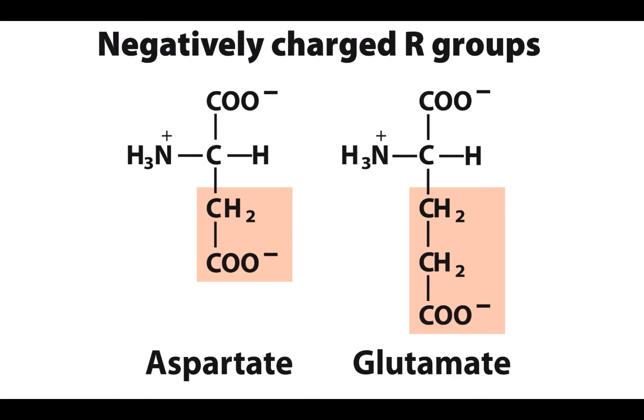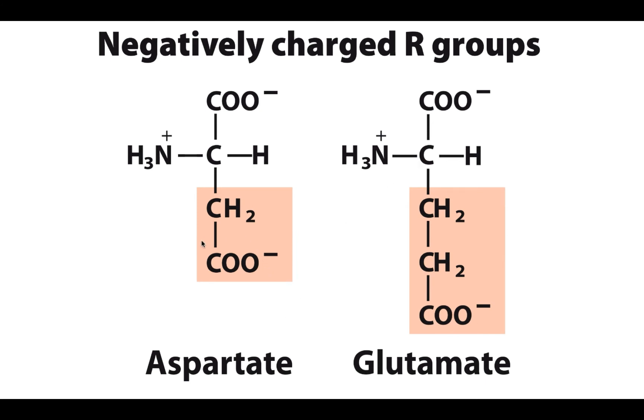There are then negatively charged R groups. Aspartate and glutamate, also called aspartic acid and glutamic acid. The reason aspartate is a negatively charged R group is because it has a carboxyl group. Notice this is a second carboxyl group here. We have our alpha carboxyl group and the carboxyl group in the R group. We have an alpha carboxyl group here in glutamate and one in the R group.